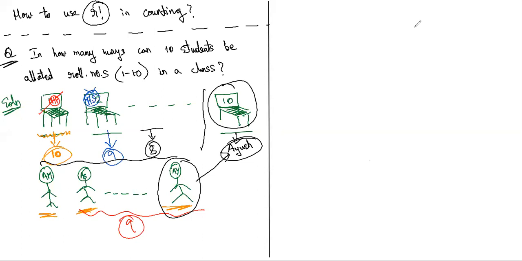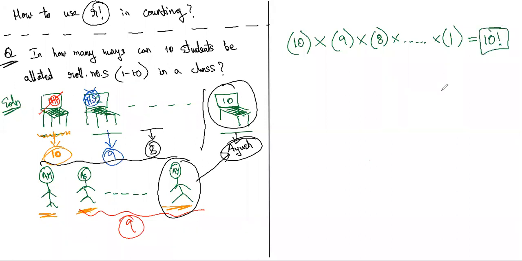Now let us come to the mathematical aspect. So coming to the counting part, the first chair has 10 options and the second chair has 9 options, the third has 8, and the story goes on till the last chair has only 1 option. Whoever is remaining is forcibly pushed to sit on the last chair. So this is 10 into 9 into 8 into 7, 6, 5, 4, 3, 2, 1. This is nothing but what we studied till now. This is 10 factorial.